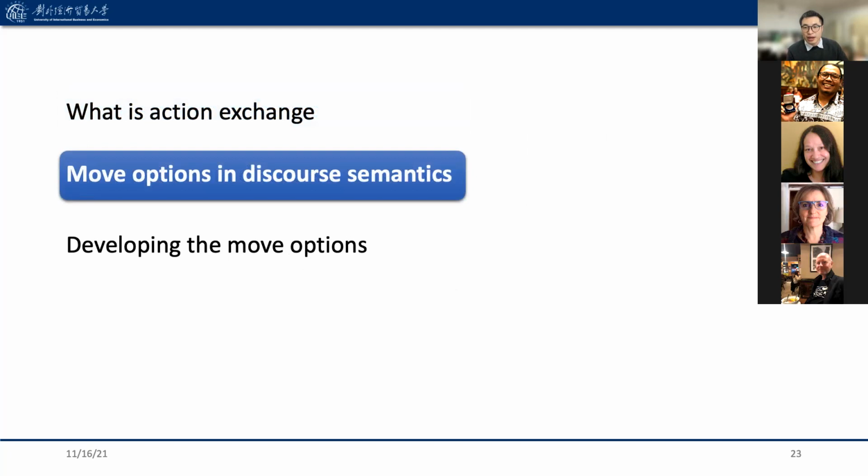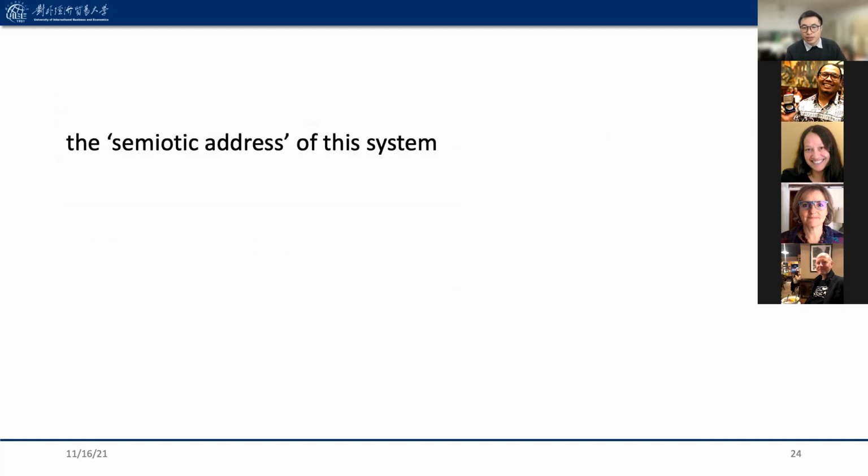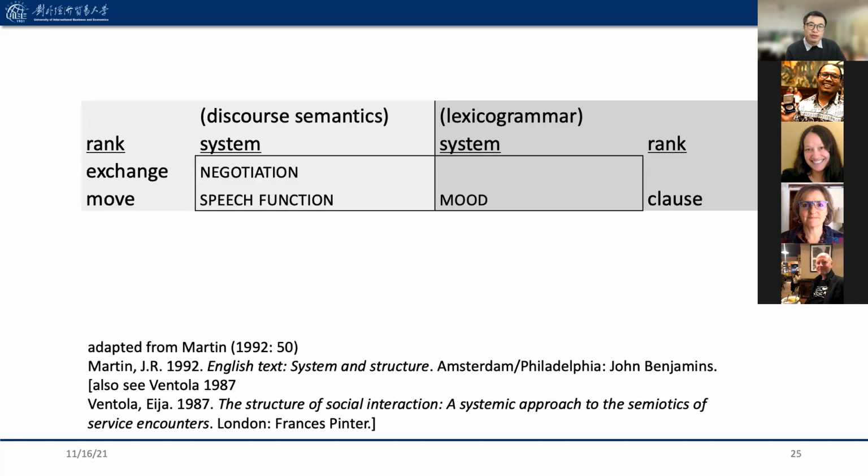Now, what are the move options already there in our existing model of discourse semantics? In order to answer that question, we need to take a look at the semiotic address of the system of negotiation, which is the action exchange I just introduced. If we take a look at this table from Martin's English Text, we've got two strata, discourse semantics and lexicogrammar. We know that discourse semantics is realized by lexicogrammar. And then at the level of discourse semantics, we have exchange rank and move rank. So here, action exchange is in the negotiation system as exchange rank, and the functions we just talked about, DA1, A2, A1, and so on, are realized by move options.